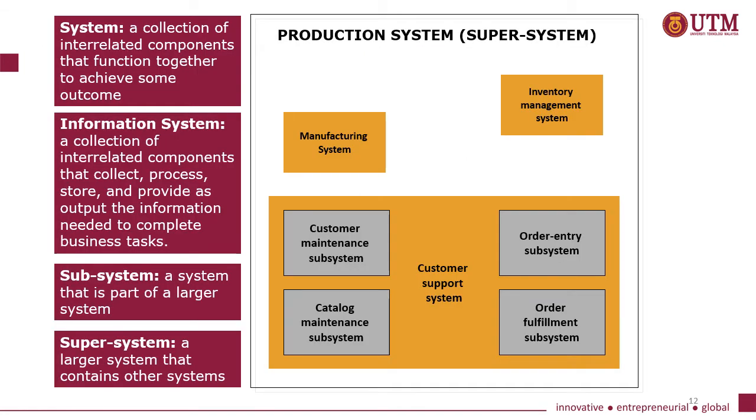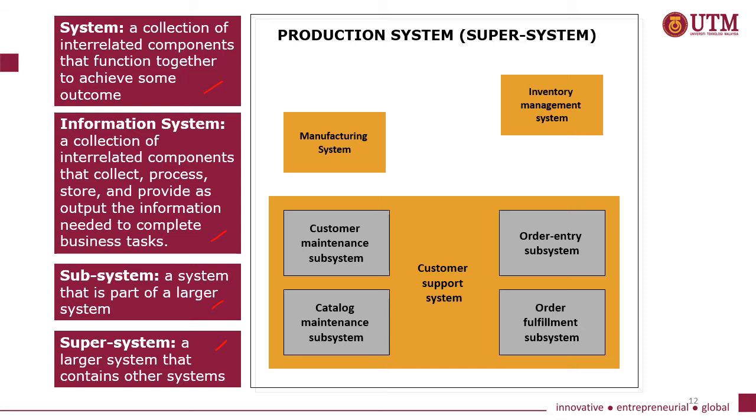These slides provide a definition of system, information system, subsystem, and supersystem. A system is a collection of interrelated components that function together to achieve some outcome. An information system is a collection of interrelated components that collect, process, store, and provide as output the information needed to complete business tasks. A subsystem is a system that is part of a larger system, and a supersystem is a larger system that contains other systems.